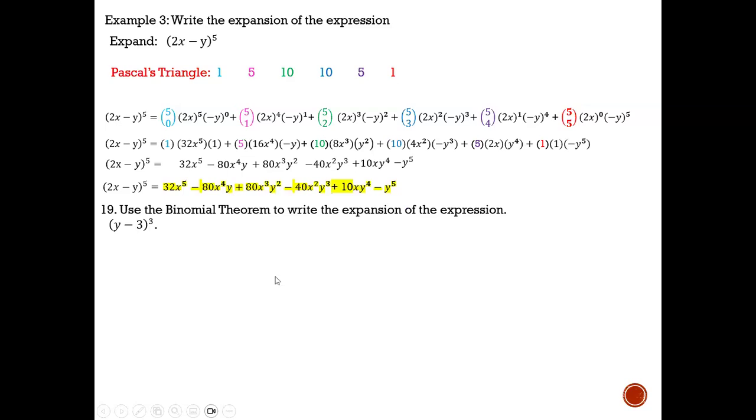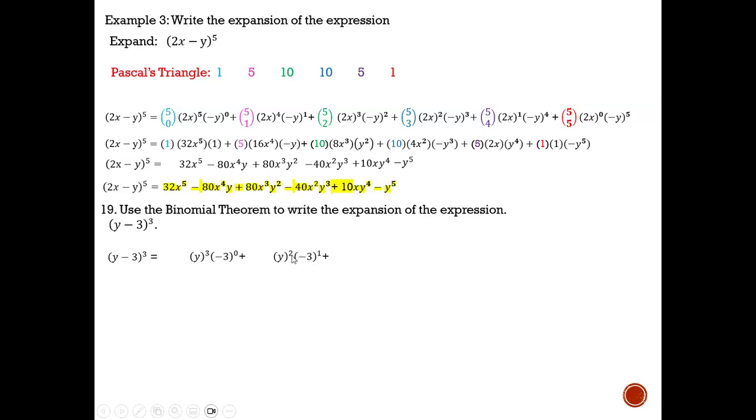Another example, I have y minus 3 to the third. So again, first I'm going to set up each of my terms. My first term is y. So you take that to the third power, and then we're going to go down by 1 for every consecutive term. And then the next term is negative 3. I start with negative 3 to the 0 power, but I'm going to go up each time until I get to 3. So let's look at that.